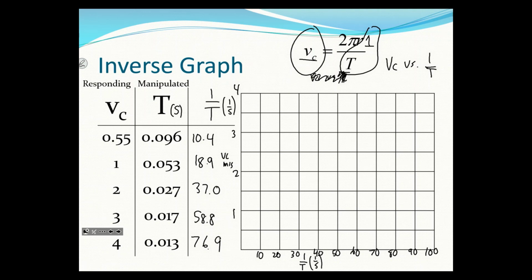Okay, now I'm going to graph out this information. So at 0.55, we're at 10.4. At 1, we're at 18.9. At 2, we're at 37. 3, we're at 58.8. And 4, we're at 76.9.